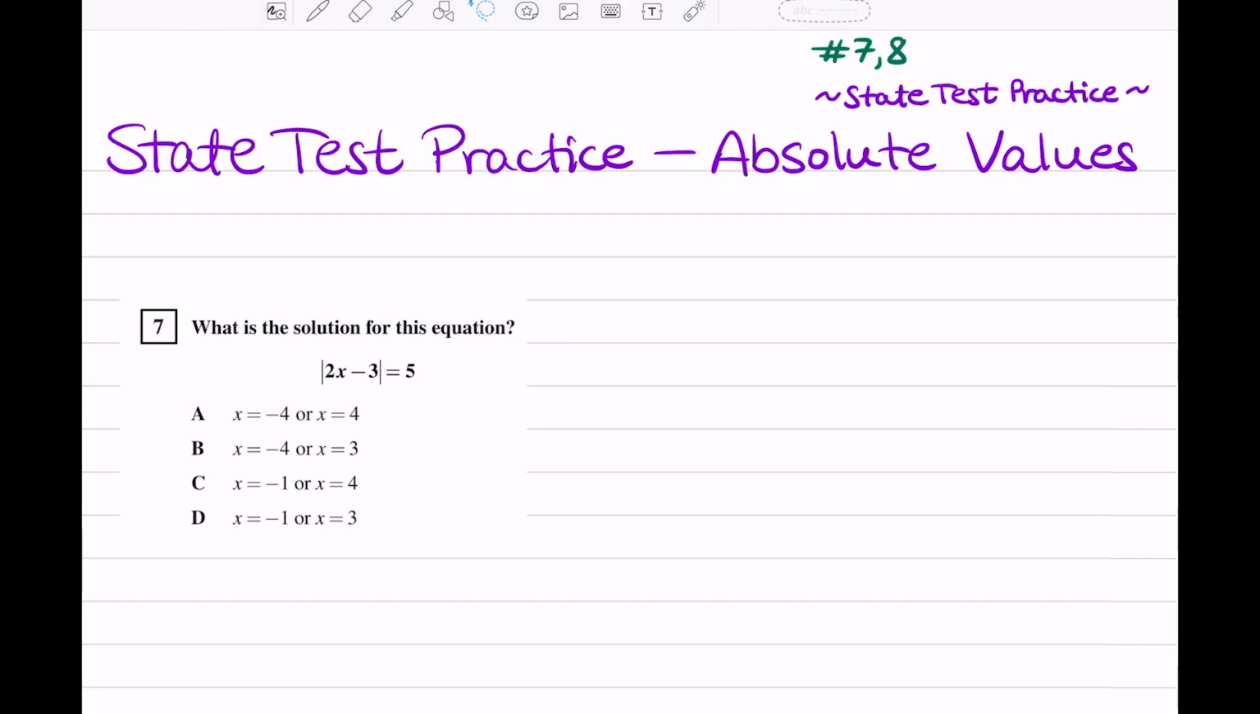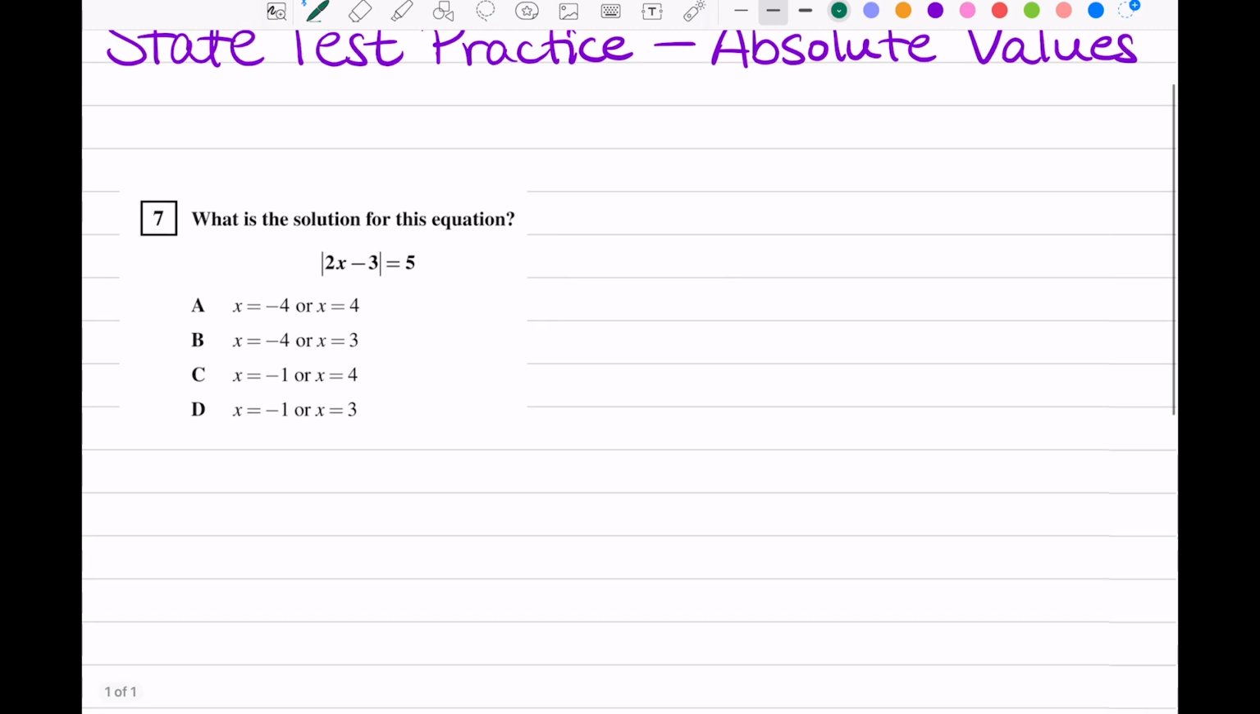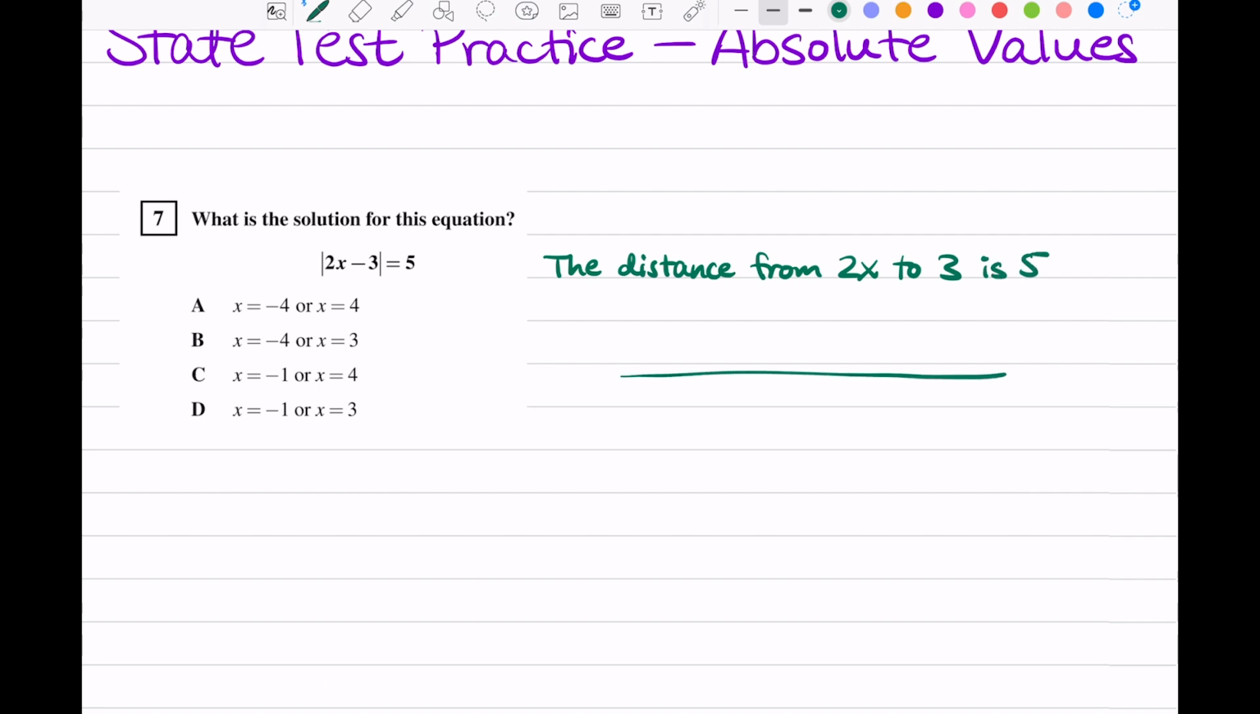What is the solution for this equation? And we have the absolute value of 2x minus 3 equals 5. As we've learned, there's a better way to read this equation. We can say that the distance from 2x to 3 is 5. And we can represent this sentence on a number line.